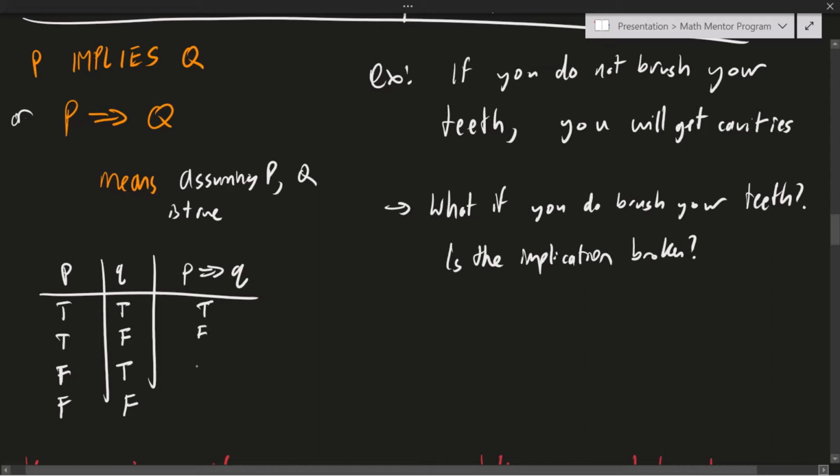This may be a little concerning to you. The reason why is because even though your statement P is false, even though the thing that you assume is false, the implication statement I'm saying is true. Why is that? So to really understand this, let's consider an example. If you do not brush your teeth, you will get cavities. So what happens if you do brush your teeth? Is the implication actually broken?